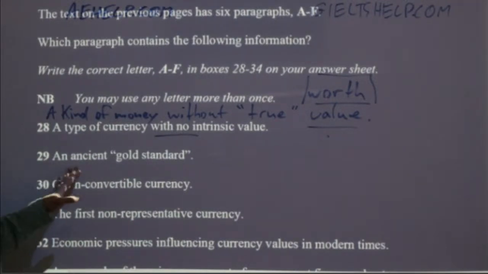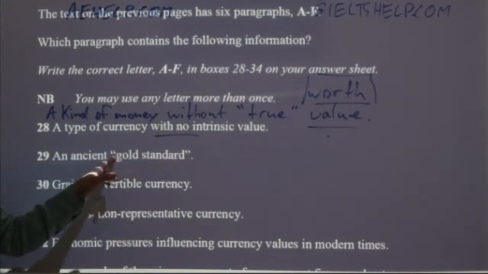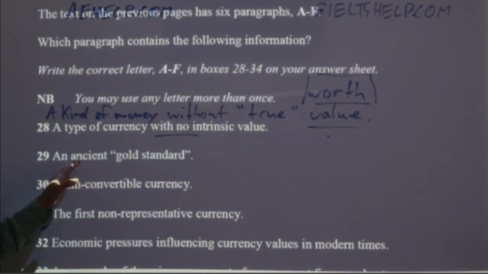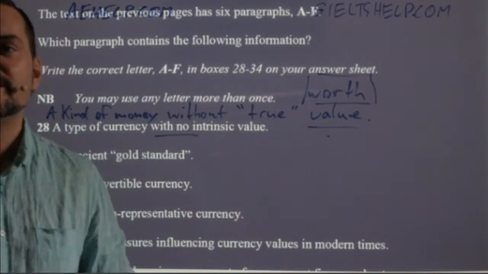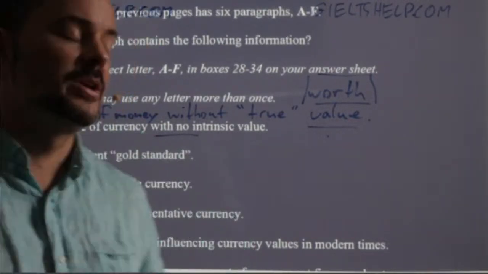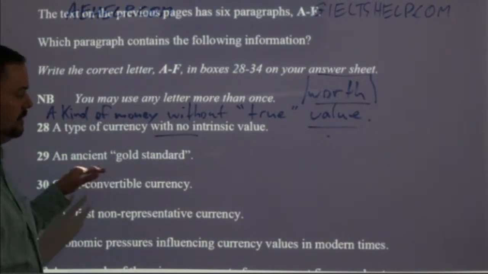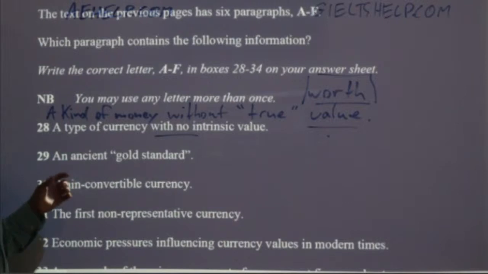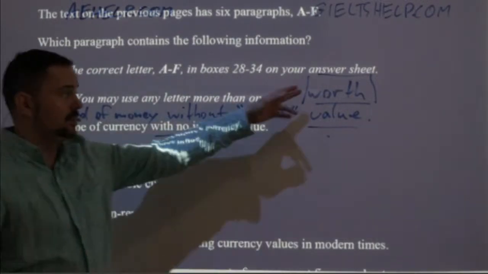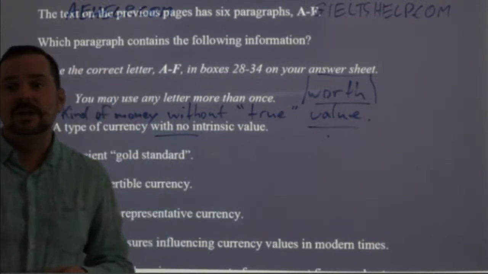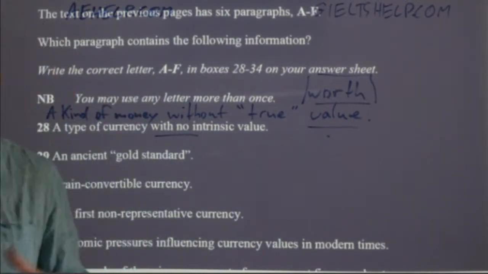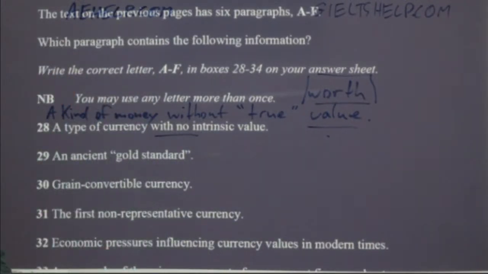Let's go to number 29. An ancient gold standard, in quotations. So an ancient gold standard. Give me a nice paraphrase for that one. Now, remember, when you're paraphrasing, you can switch the grammar. You can use description. You can use synonyms, like what I did right here. So there are multiple ways. You can use antonyms and negatives.